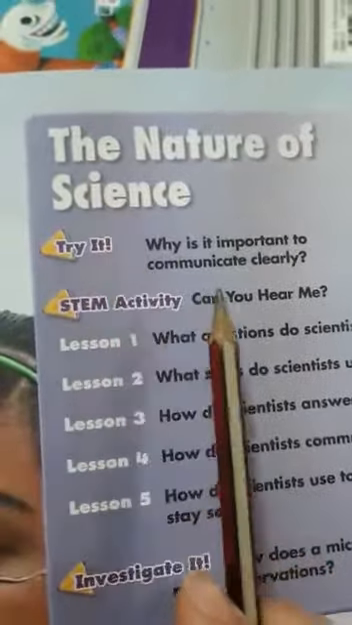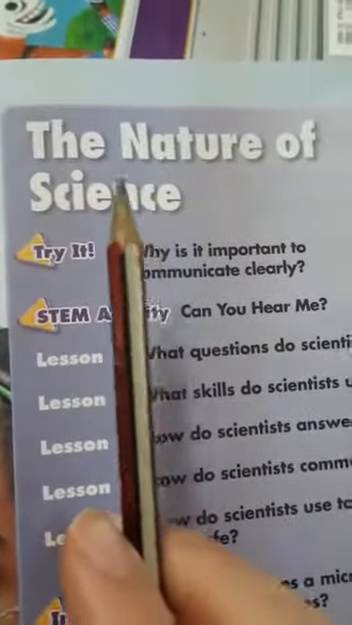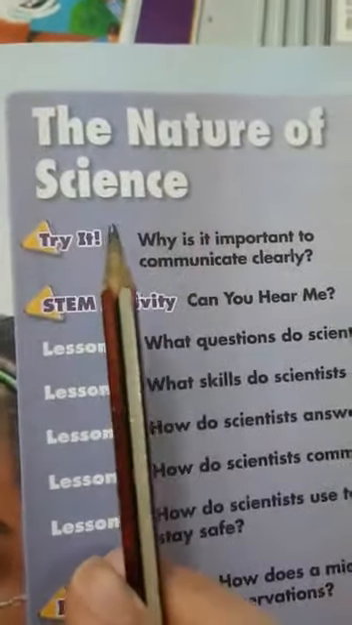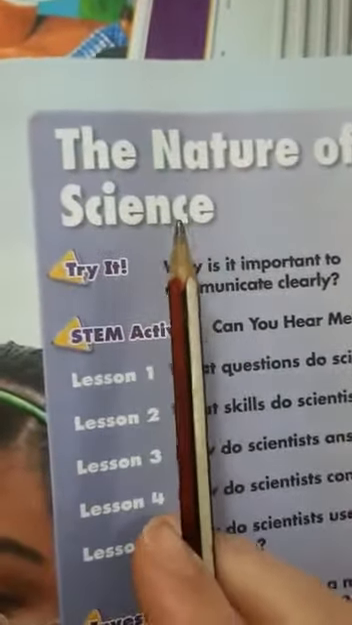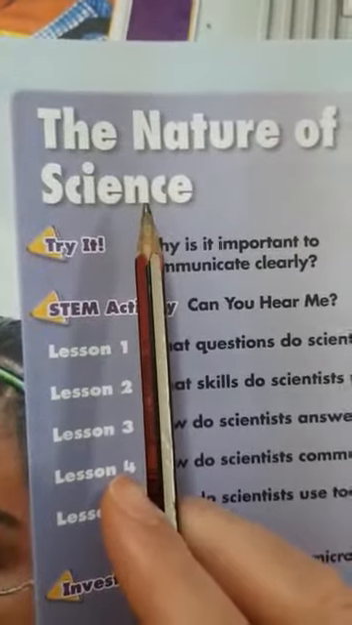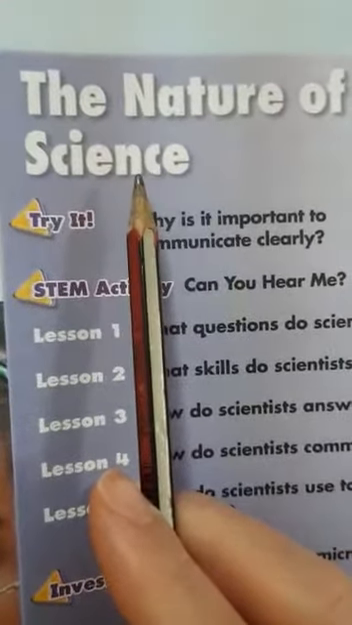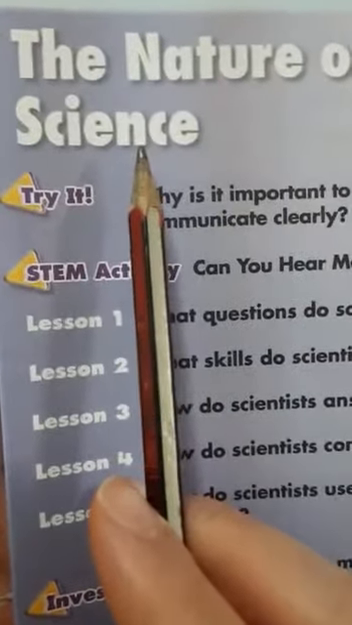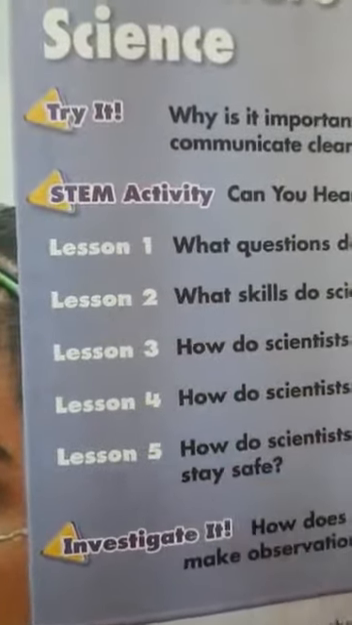So, we are going to start with a new topic, a new chapter, which is the nature of science. In this chapter, we are going to learn about science from the title. It means everything related to science, maybe scientists also. So, we will learn more about these things. Now, here we have 5 lessons for this chapter.